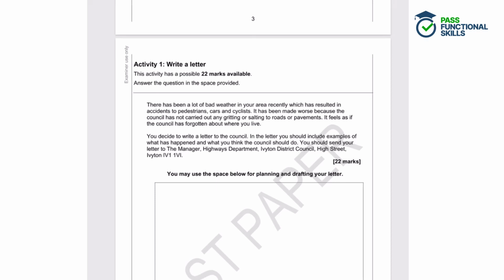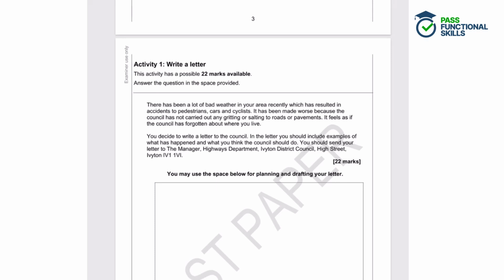You decide to write a letter to the council. In the letter, you should include examples of what has happened and what you think the council should do. You should send your letter to the manager, Highways Department, Ivyton District Council, High Street, Ivyton, IV1 1VI.